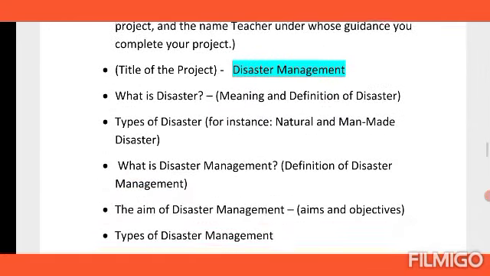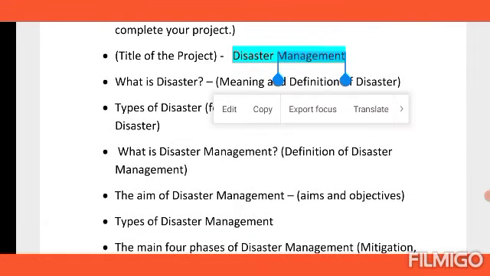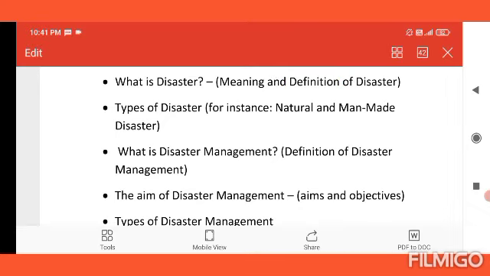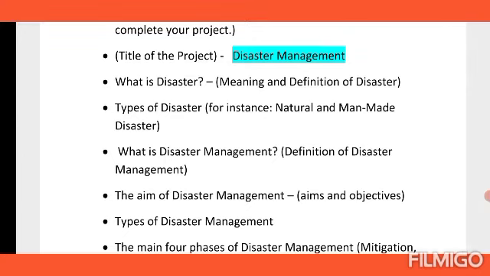Then you will start with the title of the project, disaster management. Then you will write what is disaster; the first page will be what is disaster, the meaning and definition of disaster. We have written this in brackets so that it becomes easy, and you can research the meaning and definition of disaster. Then you will have to mention types of disaster, for instance natural and man-made disaster.